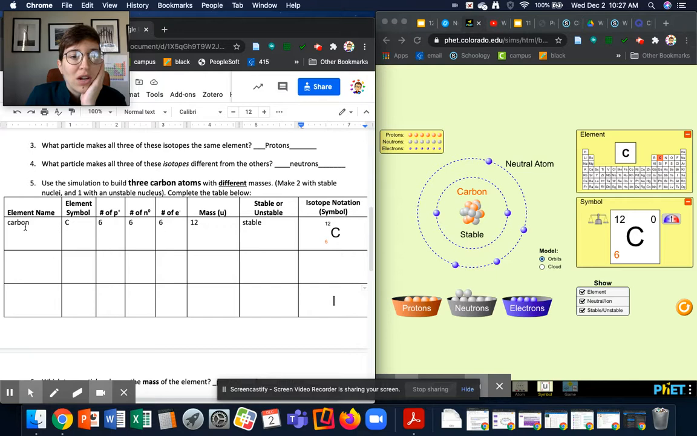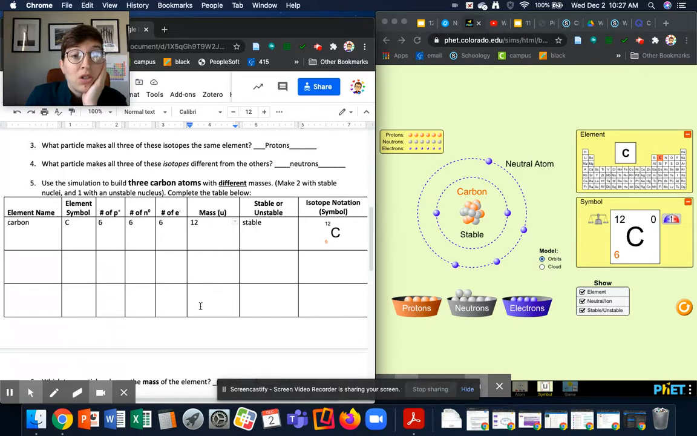Okay, so in your chart, add that in. This is carbon with 6 protons, 6 neutrons, 6 electrons. Our mass is 12 because remember our mass units are the protons plus the neutrons. So 6 plus 6, we get 12. This is stable. And then you're going to draw in C, the C for carbon, and a 12 in the top left and a 6 in the bottom left. Okay, so I'm going to let you complete this part.